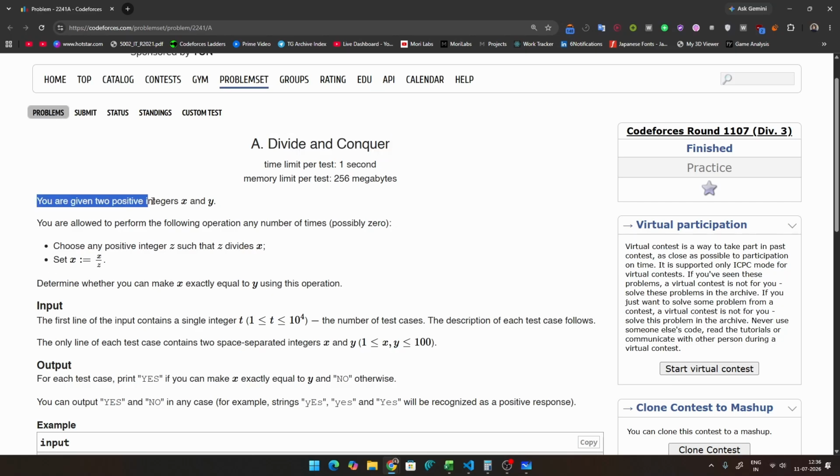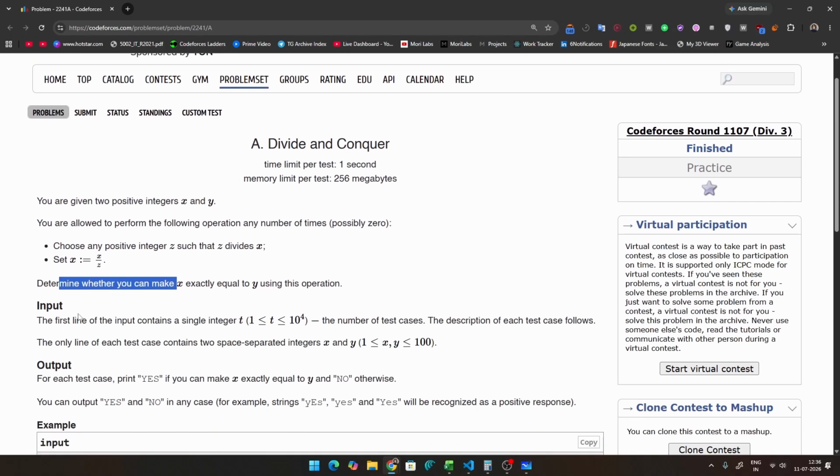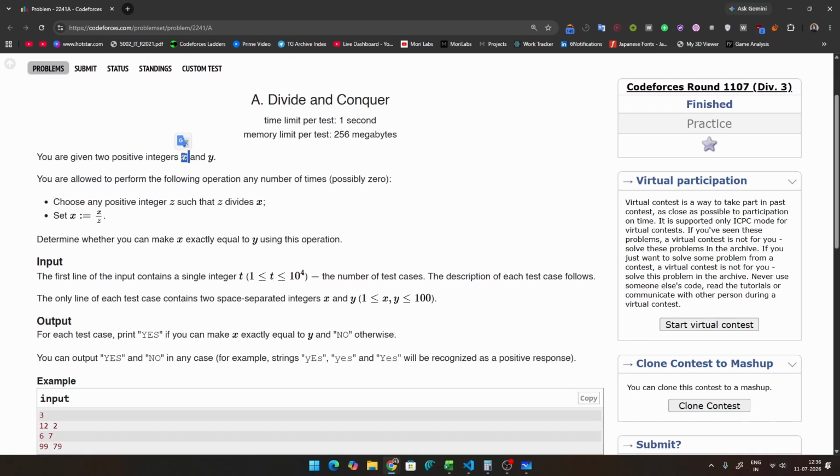Okay. So you're given two positive integers x and y. You're allowed to perform the following operation any number of times, possibly zero times. Choose any positive integer z such that z divides x. So the x value can become x divided by z. Determine whether you can make x equal to y using this operation. So you want to make these two numbers equal, right? You can divide this number by any positive integer.